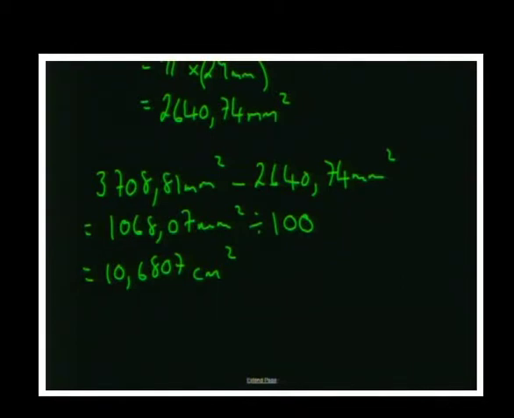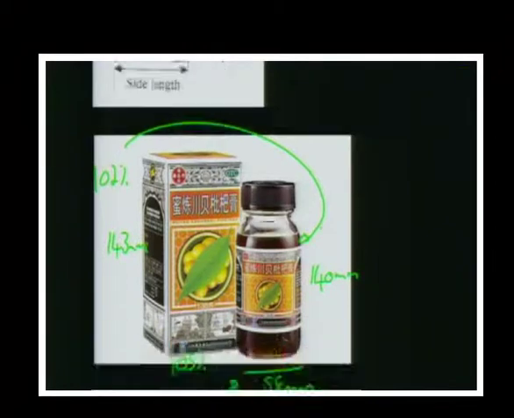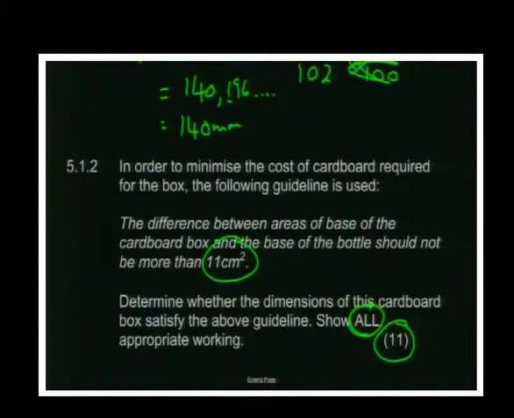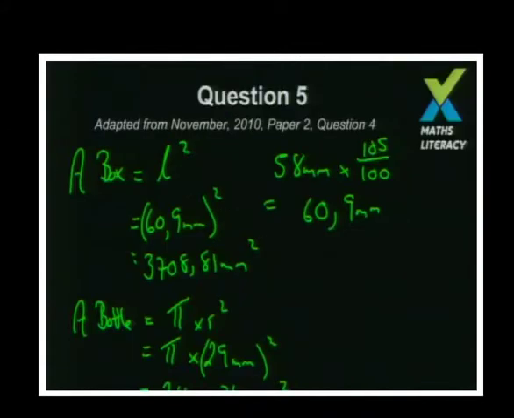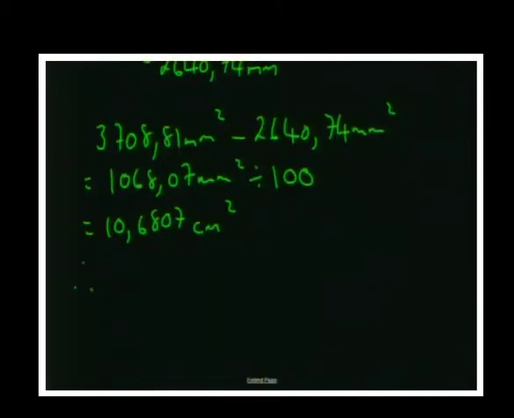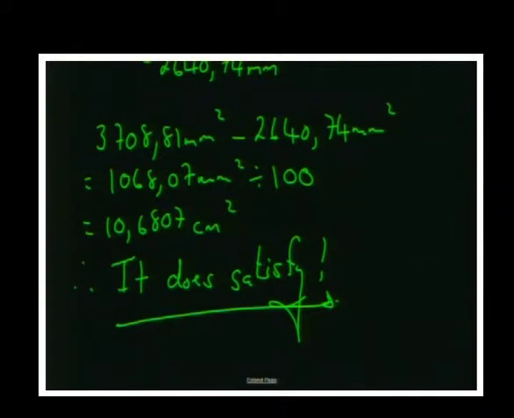And because it's smaller than 11, when we look at the question... No, that wasn't the question. Here's the question over here. It said, determine whether the dimensions of this cardboard box satisfy the guideline. In other words, is it smaller than 11? Yes, sir, it is definitely smaller than 11. So I must end off by saying, therefore, it does satisfy the requirements. Okay? Got to end with that. You've got to tell the examiner that because that was the question. Does it? Yes, it does.